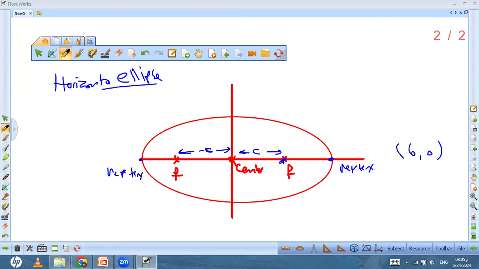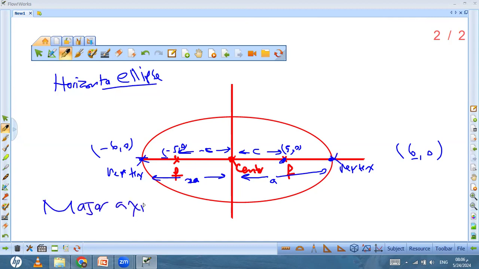Also the focus must follow the same direction, but the length to the vertex is more. The vertices are 6 and 0 here, and negative 6 and 0 there. My foci may be 5 and 0 and negative 5 and 0. This one is called vertex A, and this one negative A. From vertex to vertex is called the major axis, and the major axis is 2A.